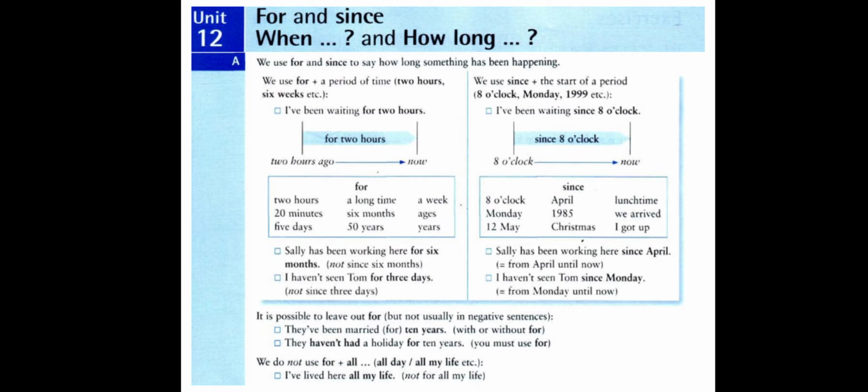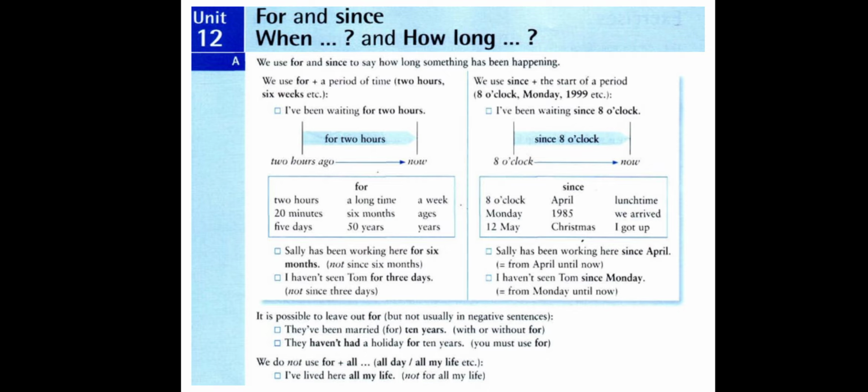I haven't seen Tom for 3 days. 3 days, complete period of time. 3 days back until now. And here, since it is a complete period of time, we use for, we don't use since. We don't say since 3 days.